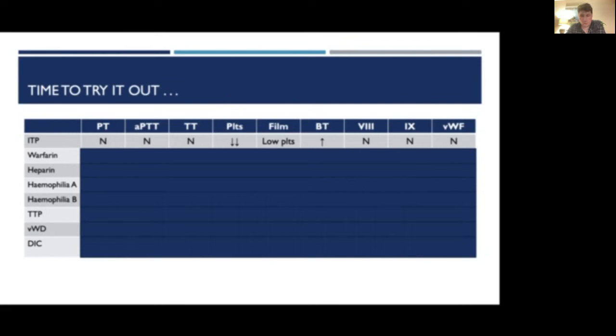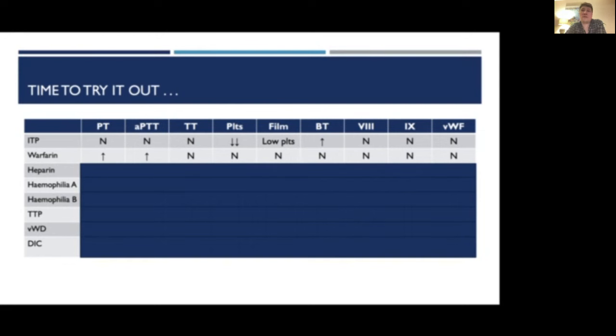If warfarin's on board, this is going to affect secondary hemostasis, the clotting cascade. So it's going to cause your prothrombin time and therefore your INR to be prolonged. And it'll also affect your APTT because it's a test of both of those. Thrombin time is normally grossly normal because it doesn't affect thrombin too much at the bottom. The platelets will be unaffected.